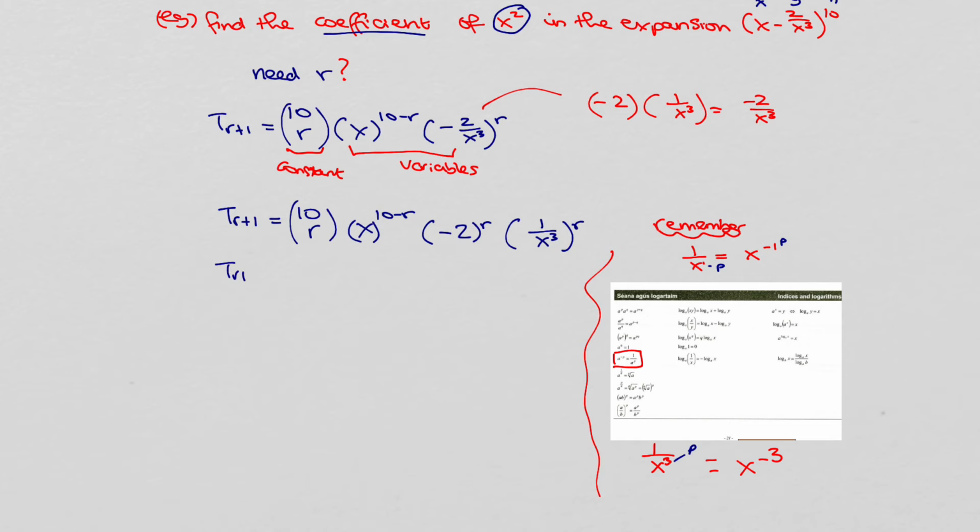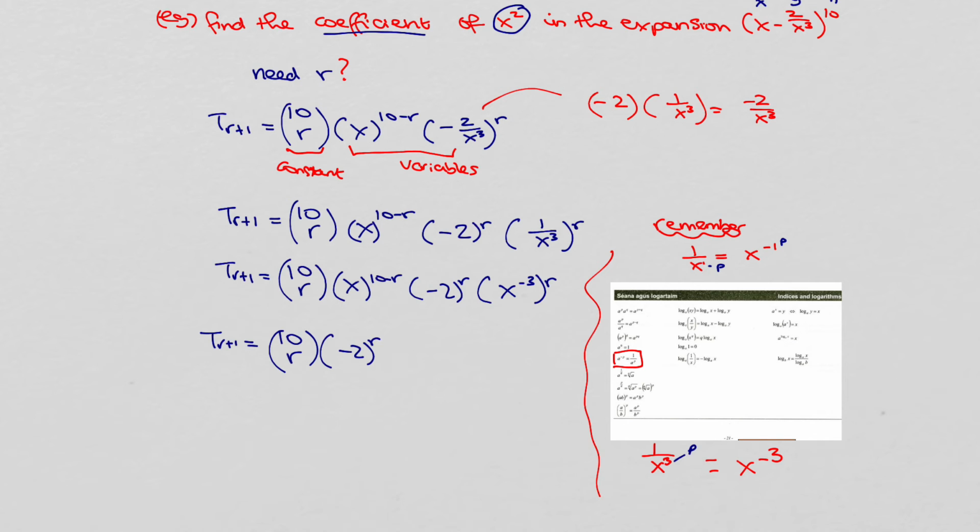So therefore, I now have t of r plus 1 is 10 choose r, x to the power of 10 minus r, minus 2 to the power of r, and 1 over x cubed can be written as x to the power of minus 3 to the power of r. And if I just shuffle that around so that I have the constants together, because again, order doesn't matter in multiplication. 2 times 4 is 8. 4 times 2 is also 8. So I can rearrange these so I have the constants together and the x terms together.